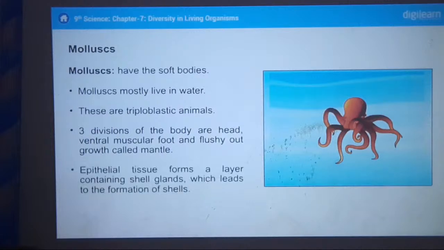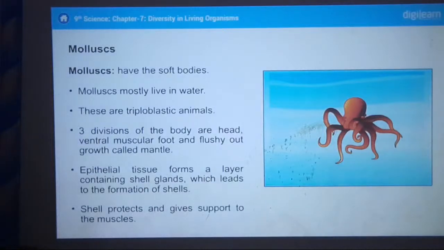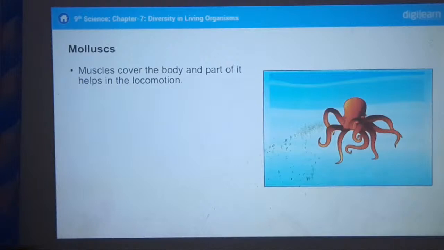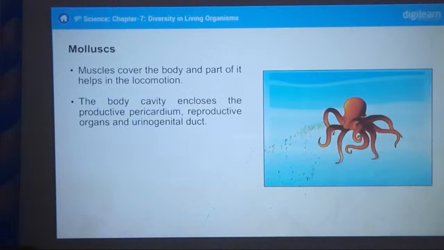Above the mantle, there is a lining of epithelial tissue, which contains shell glands, and it leads to the formation of shells. Shell serves as a protective layer and gives support to the muscles. Shells are univalve, bivalve, cone-shaped or spiral. The inner body is thick and covered by muscles. The body cavity is greatly reduced, encloses the pericardium, reproductive organs and urinogenital duct.